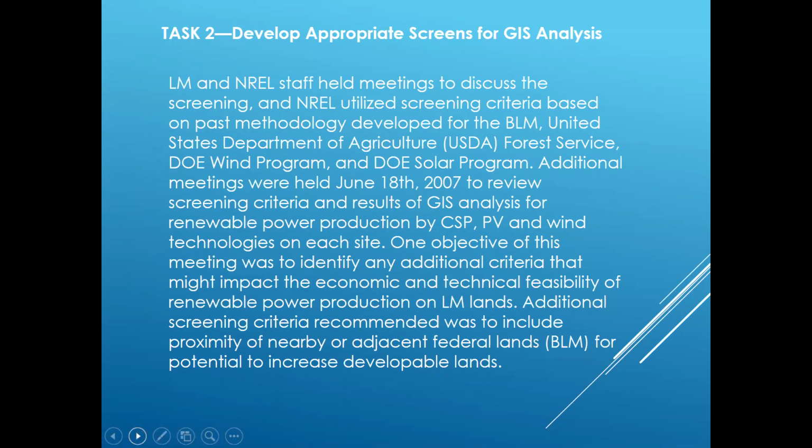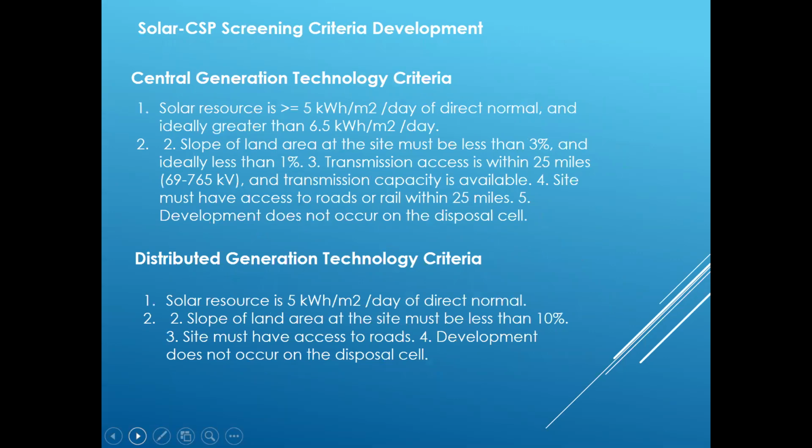Okay, coming to the next slide, all these things are self-explanatory. Here you can see the criteria development for the concentrated solar plate collector. First one is the central generation technology criteria. Here, how much solar source are we going to have, and what is the slope and all the things. Next one, distributed generation technology criteria. Here, what is the distributed generation we are going to take into account while calculating the solar powers. Okay, coming to the next slide.